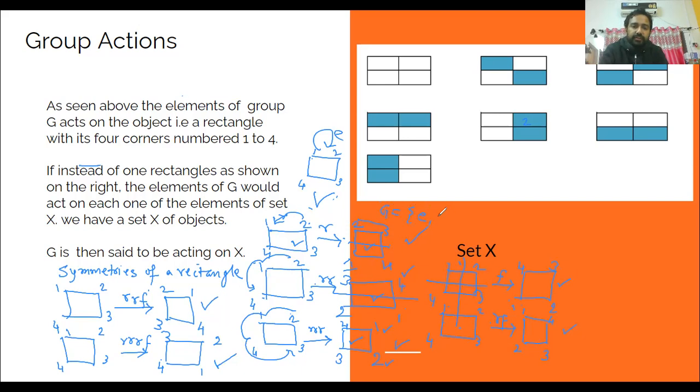So these 8 symmetries are E, R, RR, RRR, F, RF, RRF, and RRRF. These are the 8 symmetries. We will be using this group. This is a group, by the way. This is the group of symmetries of a rectangle, and we'll be using this group in our succeeding discussions.